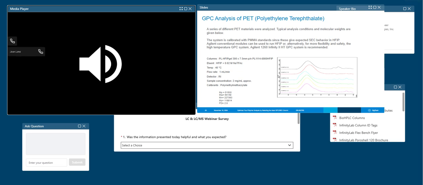The application can be run using conventional Agilent HPLC modules, or for flexibility and safety, often a high-temp GPC system may be recommended. As you can see from our chromatograms, we have nice overlay data for our various PET samples that were analyzed.